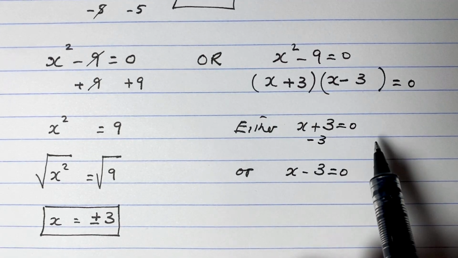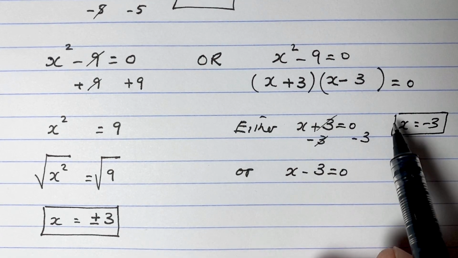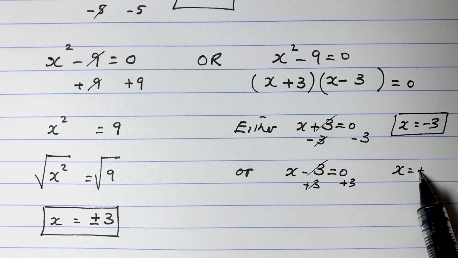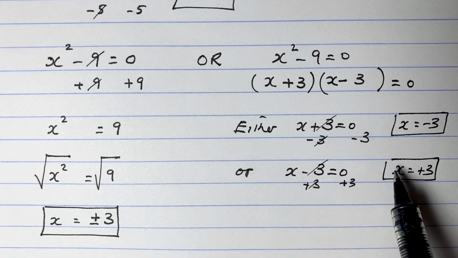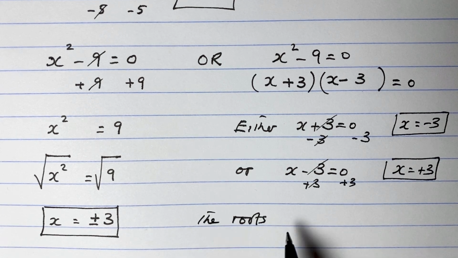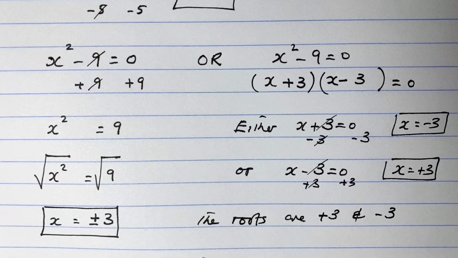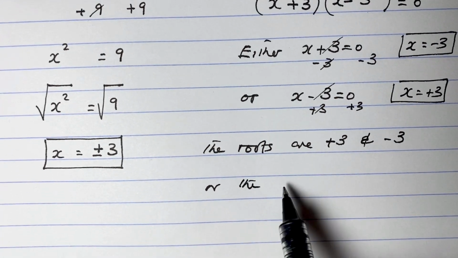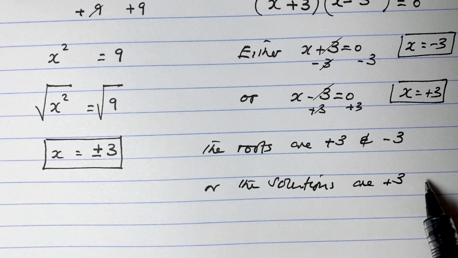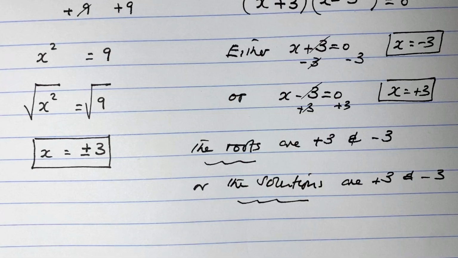Here, balance, x equals minus 3, one of the solutions. Add 3 here to get rid of minus 3 on the x side. x equals plus 3. Same two answers. So we can say the roots are plus 3 and minus 3. Or we could say the solutions are plus 3 and minus 3. So the roots or the solutions.